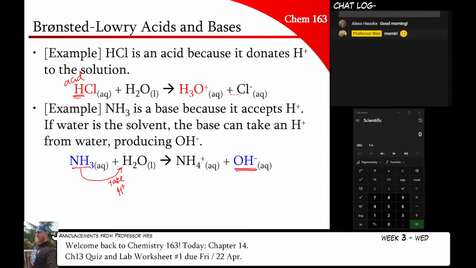Now, interestingly, that means that we have a basic solution because I have removed H+ from the solution, and in the process, I created hydroxide. In fact, in all aqueous solutions, all bases will do this to some extent. The source of the base, by definition, is always going to be hydroxide. However, if I add something basic, it creates this.